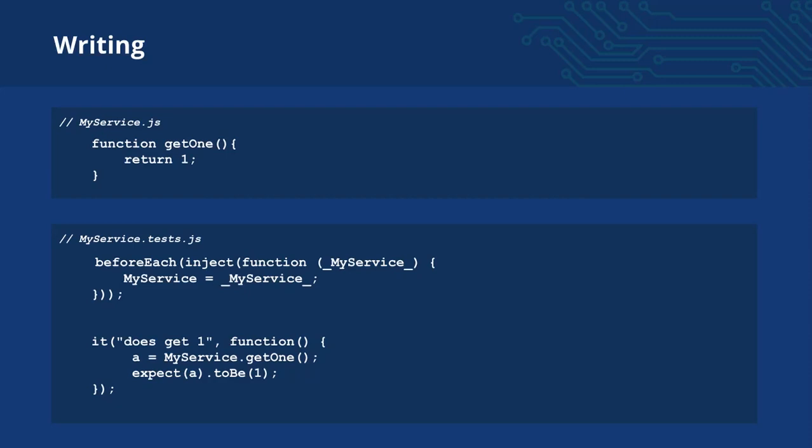The second part of this, myservice.test.js, is my assertion, really. This is my test case, and it's in the it block, and I'm saying it does getOne. I'm then assigning my variable a the result of a myService.getOne function call, and that should hopefully be the integer 1. So in my assertion, in this expect line, I'm saying I'm expecting a to be 1. And if we run this, we get a pass. All looking good so far.